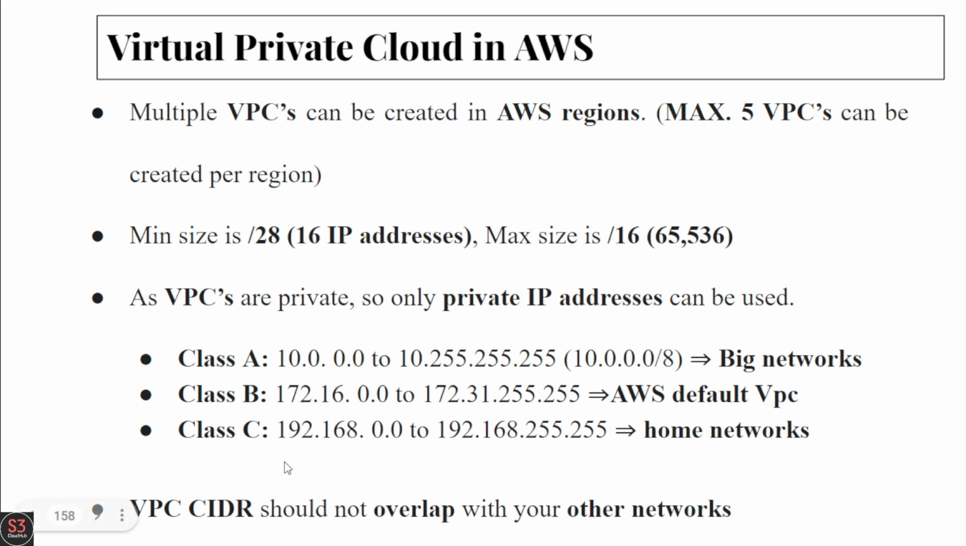Then last, VPC CIDR, which I told you is classless inter-domain routing. So the VPC CIDR should not overlap with your other networks. Let's say we are creating two VPCs. We have to give different CIDR blocks to both VPCs. If we want to do peering and the CIDR blocks of both VPCs are the same, then we would have a problem in peering. So both VPCs should have different blocks of IPs. So that's it for virtual private cloud. Let's move on to the hands-on of it.